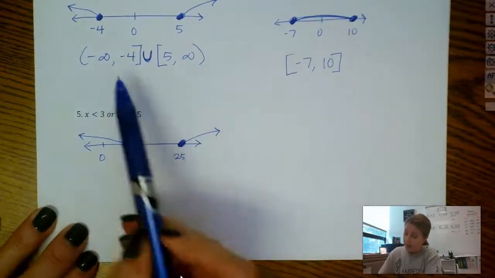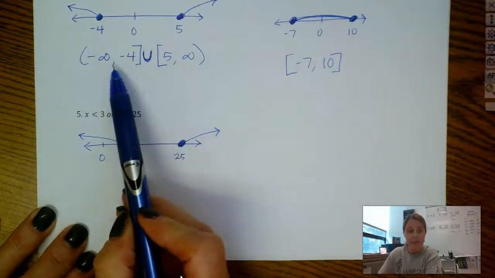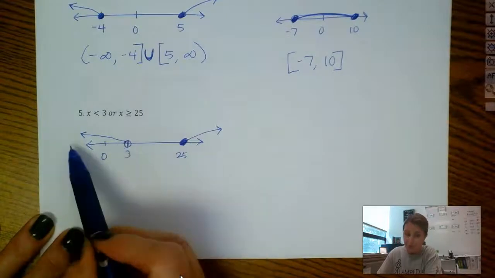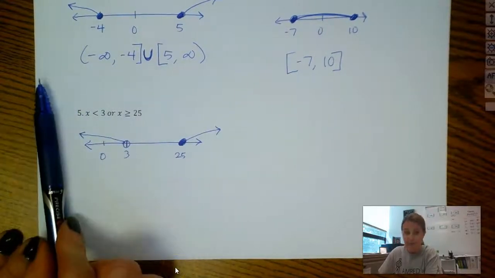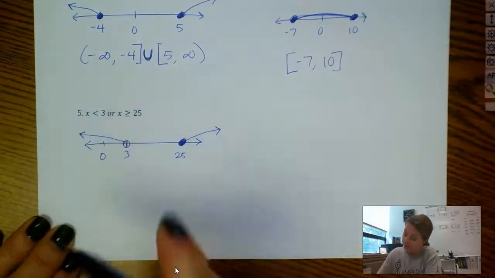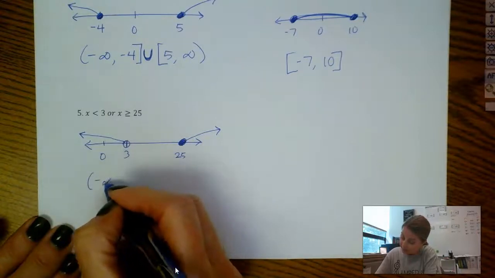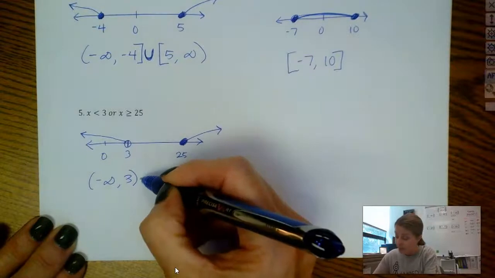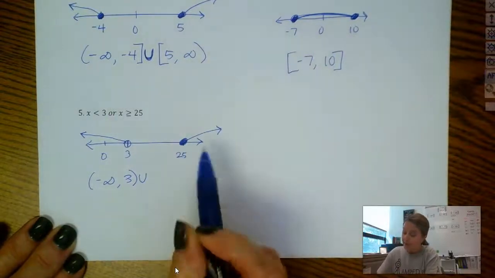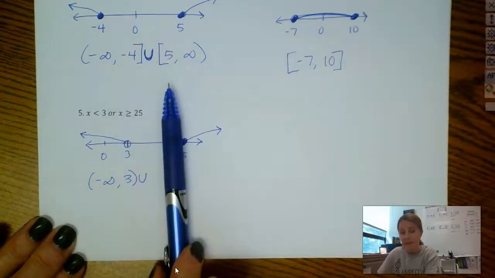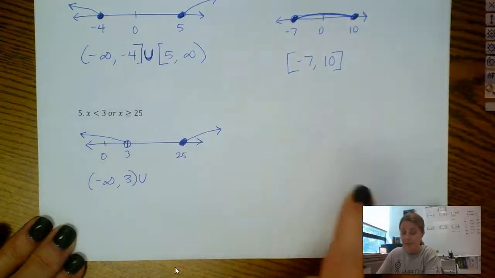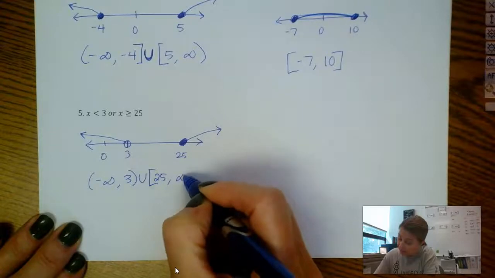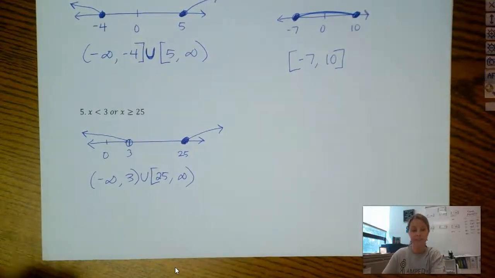All right, so I'm going to make a similar interval notation with a U attaching them. So the first one, I'm going to go from -infinity and stop at 3. So it's going to be parenthesis, -infinity, comma 3, parenthesis, because it's open, U, and then here, 25 is the smallest. It goes on forever to infinity. So bracket 25, comma infinity, parenthesis.